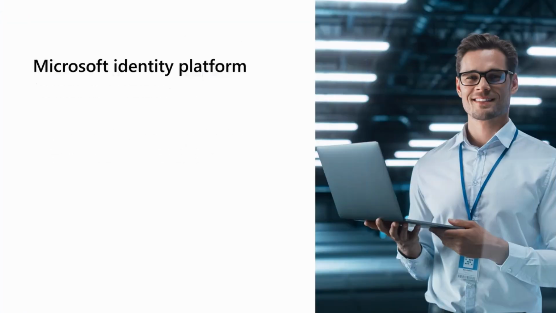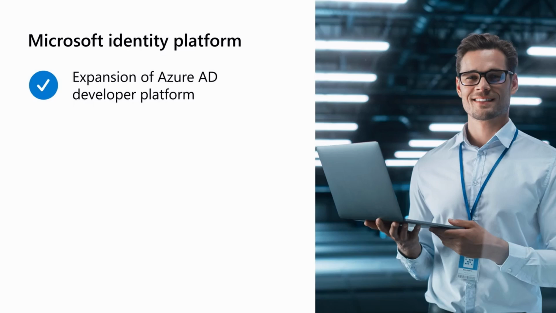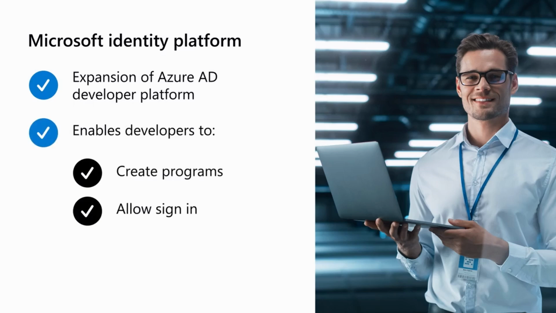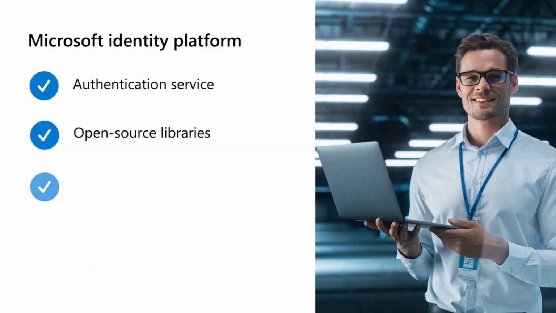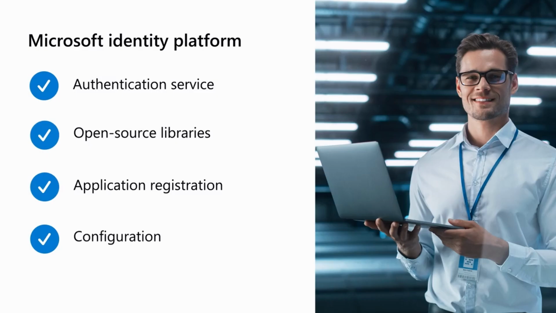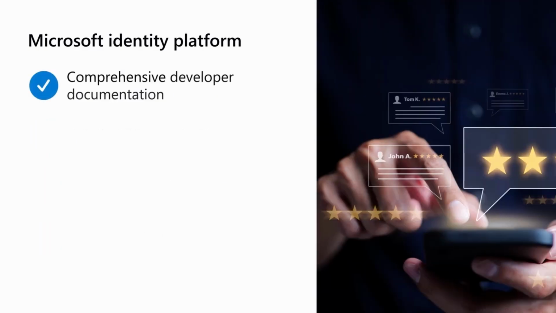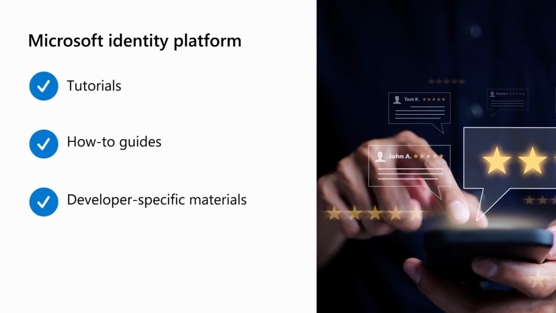The Microsoft Identity Platform is an extension of Azure AD Developer Platform. It enables developers to create programs that let users sign in and obtain access tokens for calling third-party APIs, such as Microsoft Graph or their custom APIs. The Microsoft Identity Platform comprises an authentication service, open-source libraries, application registration, and configuration via a developer portal and application API. It includes comprehensive developer documentation, quick start examples, code samples, tutorials, how-to guides, and other developer-specific materials.